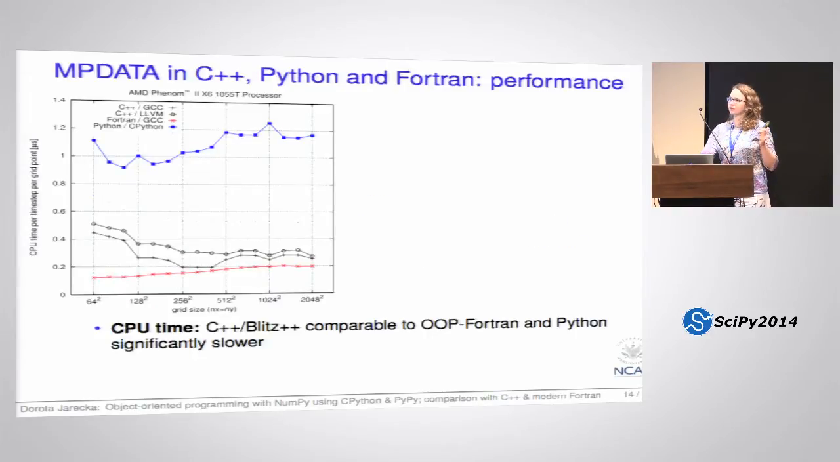And as I said, we did it for three different implementations that we really tried to keep as similar as possible. This is our result for the CPU time divided by time step. The red one is Fortran; we only use open source compilers, so this is gfortran. The black lines are two C++ compilers, GCC and Clang, and the blue line is the CPython implementation. It's obviously much slower, but what surprised us a bit was that the C++ implementation was not so far from Fortran.